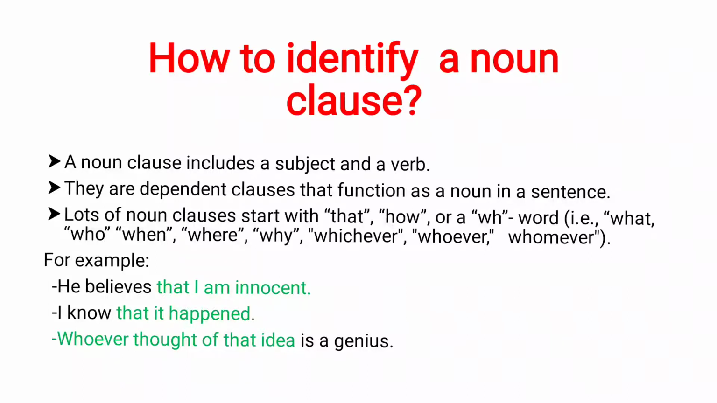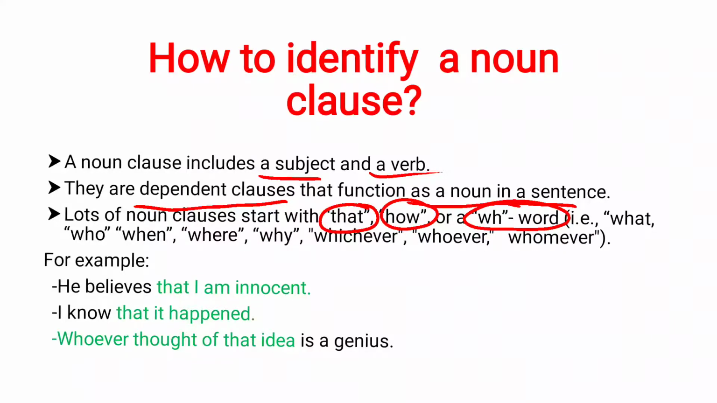First of all, a noun clause includes a subject and a verb. Secondly, they are dependent clauses and they function as a noun in a sentence. And thirdly, they begin with that, how, or a WH word like what, who, when, where, etc.